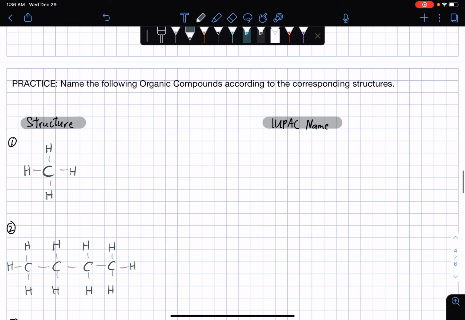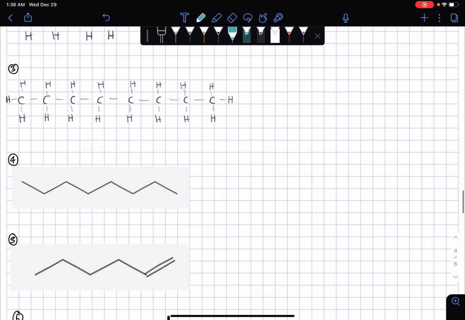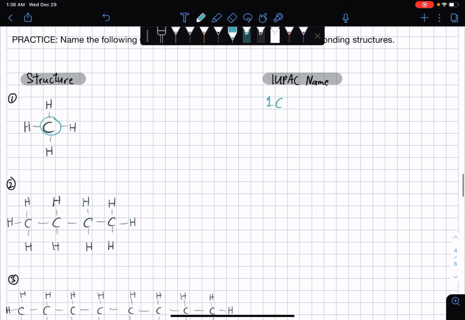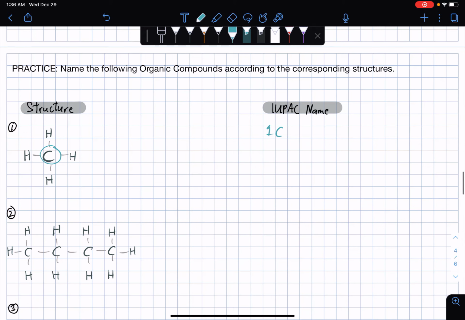So our structure is this. First, we have to identify how many carbons we have in this structure. As we can see visually, we have 1. So let's label it 1 carbon, assuming that this is the parent chain. We'll have further examples later, similar to the problems that we encountered in the previous video. But right now, we're going to start with the basics. So we have 1 carbon.